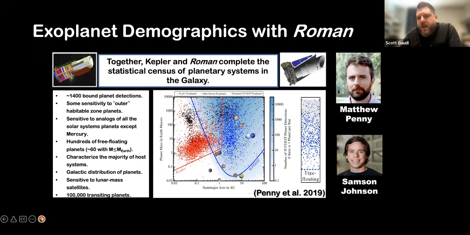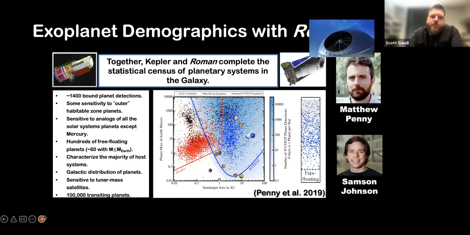We'll have sensitivity all the way down to the mass of Ganymede, at least at the sort of optimal separations you can see here. Sensitivity to analogs of all the solar system planets except for Mercury, hundreds of free-floating planets, maybe even more if the recent estimates of the number of free-floating planets from ground-based microlensing surveys are true. Sensitive to lunar mass objects, so moons around Earth-like planets and giant moons around Jovian planets, and 100,000 transiting exoplanets, and then a whole host of other science like the black hole mass function that is not necessarily related to exoplanets.